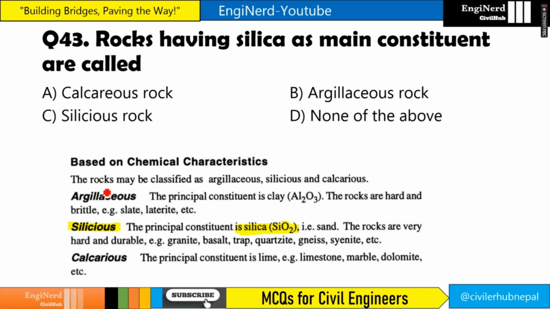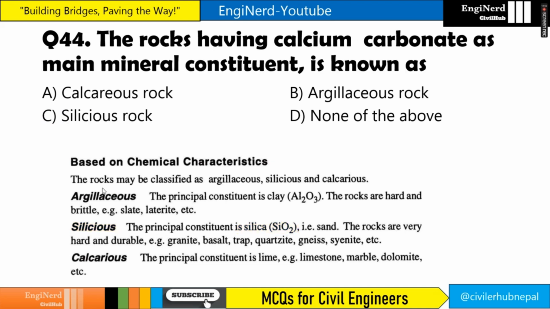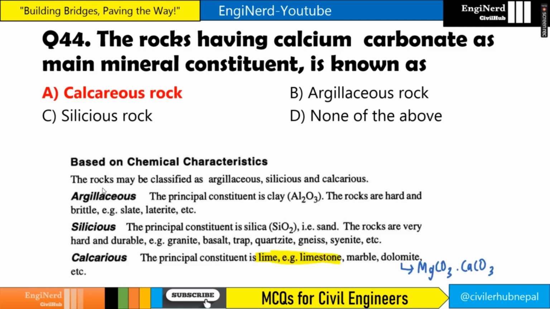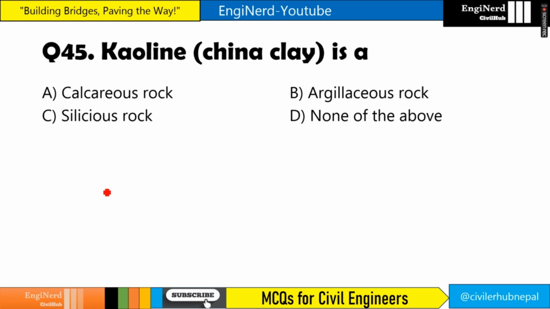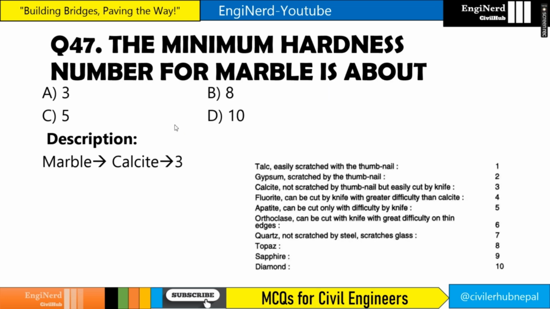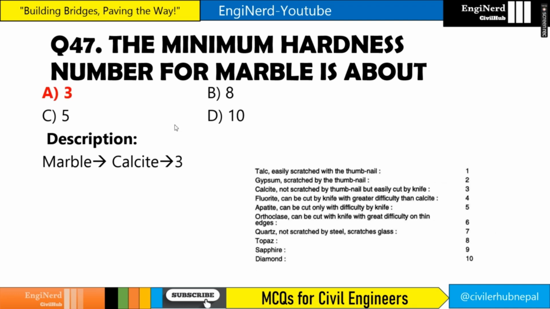Rocks having silica as main constituent are called what? It is siliceous rock, right? The rocks having calcium carbonate as main mineral constituent are known as calcareous rock. The chemical formula of dolomite is MgCO3.CaCO3. Kaolin is an argillaceous rock. Question number 46. Trap is basalt, and traps are effusive igneous rock, right? So it is igneous rock. The minimum hardness number for marble is about 3 because calcite has the hardness number of 3, right? And marble is made up of calcite minerals, right? So the answer is 3.